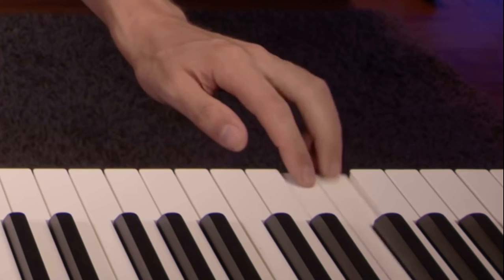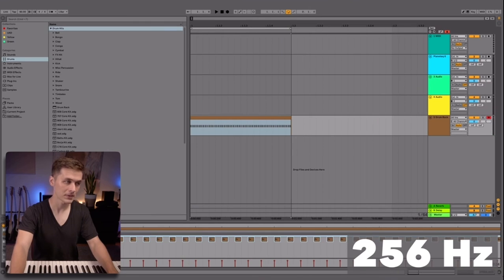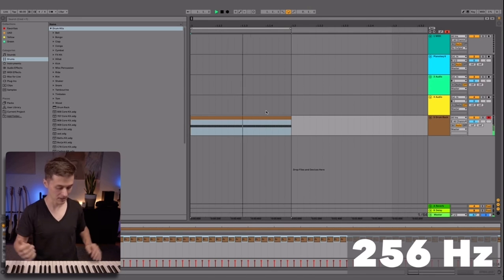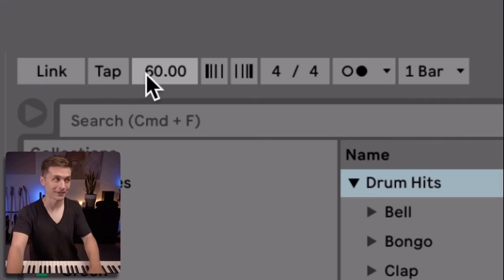That kind of sounds like a C almost. You double it up again to 256 hertz. That's the same C up an octave. And we can tune this note to the note A by speeding up the tempo of Ableton Live. Check this out.